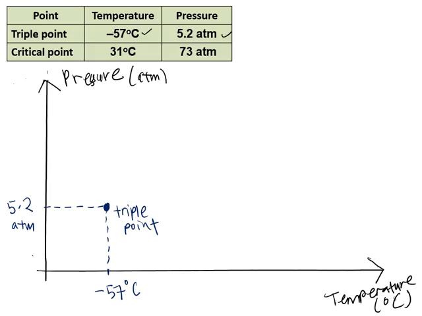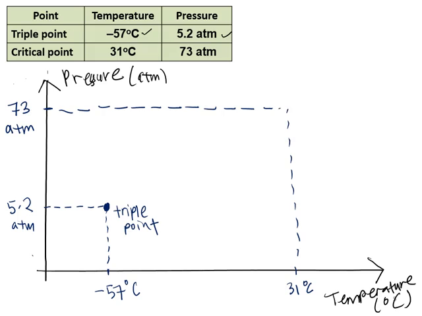Okay, same for the critical point. Critical point occur at 31 degree Celsius. Let's say kat sini adalah 31 degree Celsius and then the pressure is 73 atm. So, let's say this point is 73 atm. So, extrapolate these 2 points sampai until these 2 points intercept at 1 point. So, intercept at here. So, label as critical point.